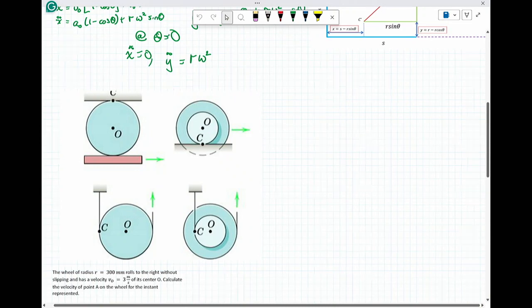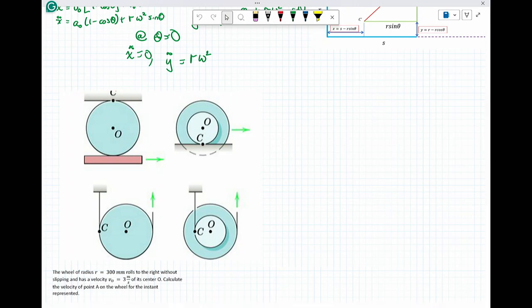Yeah, it's good to know this. You need to know where your point of contact is and where your rolling without slip is occurring. And if you look at some of the older final exams, more so than the midterms, but some of the older midterms too, we do talk a lot about rolling without slip.